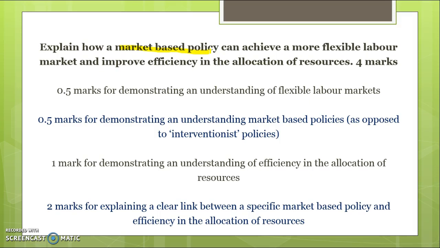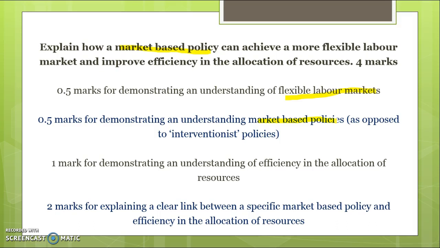So you need to talk about one policy that's designed to reduce government intervention, and how it can achieve a more flexible labour market and improve efficiency in the allocation of resources. So you need to understand what's meant by a flexible labour market. You're getting 0.5 marks for understanding a market-based policy, so any policy that is about removing government intervention. So getting rid of the minimum wage, removing unfair dismissal laws, deregulating the labour market.